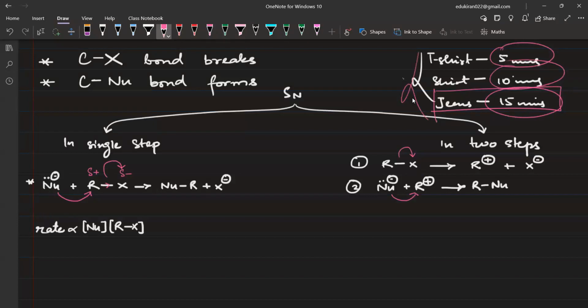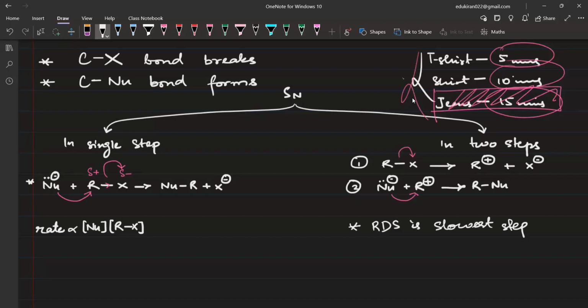That means the cloth which is taking the longest time to dry, that means the slowest step, is going to determine my rate. So that is why I say that the rate determining step, RDS, is the slowest step.